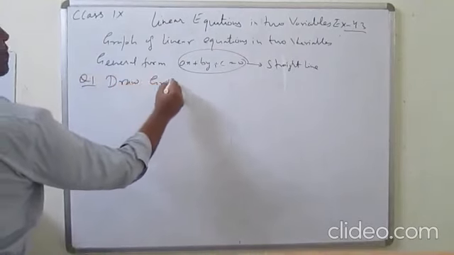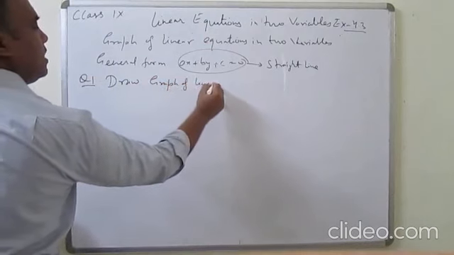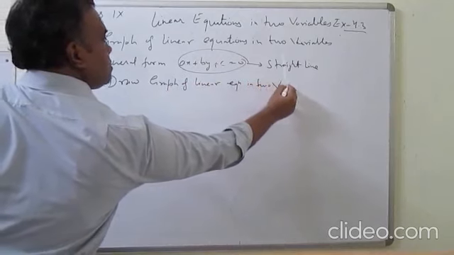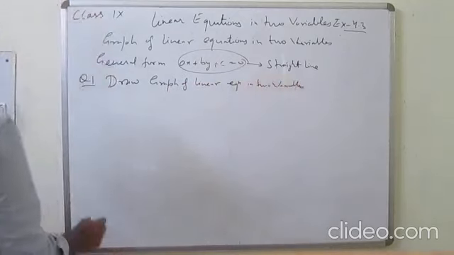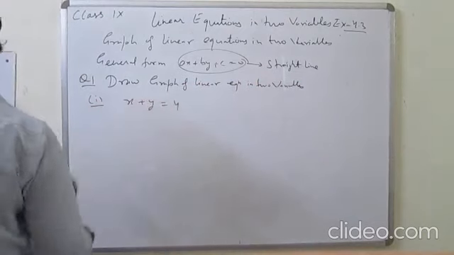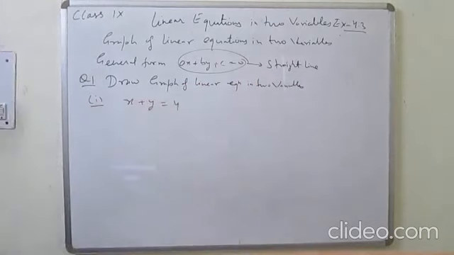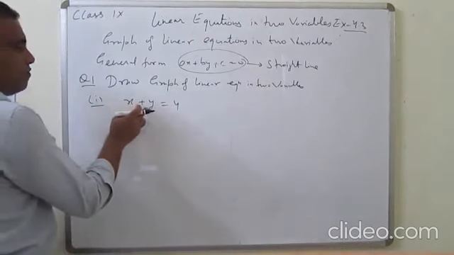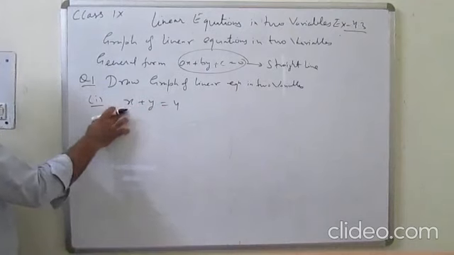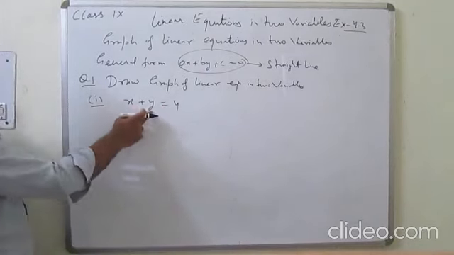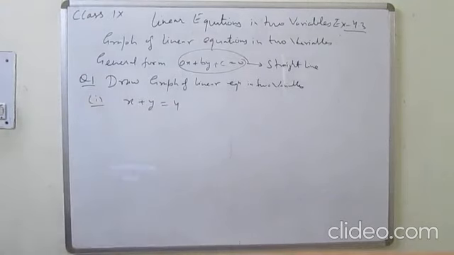Draw the graph of linear equation in two variables. First part is x plus y is equal to 4. To plot this equation, we find the value of y by putting the value of x. किसी एक वेरिएबल की वैल्यू अपन लेट करेंगे एंड नेक्स्ट वेरिएबल की वैल्यू अपन निकालेंगे.